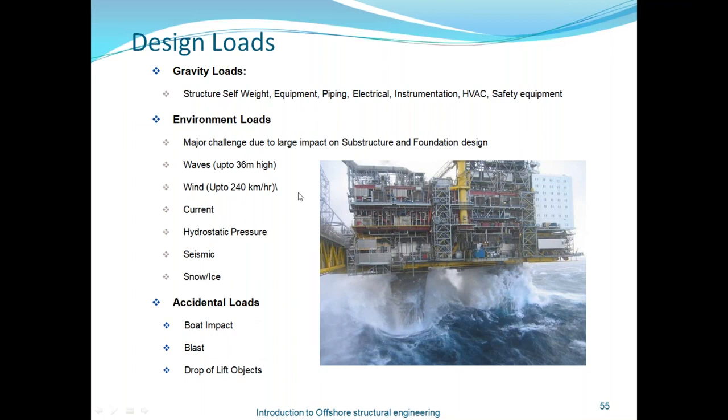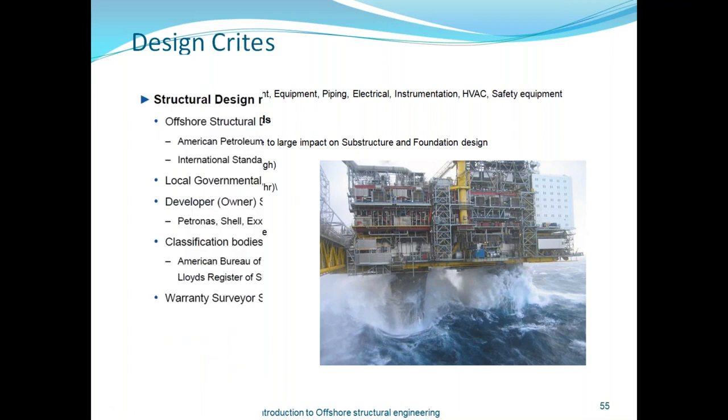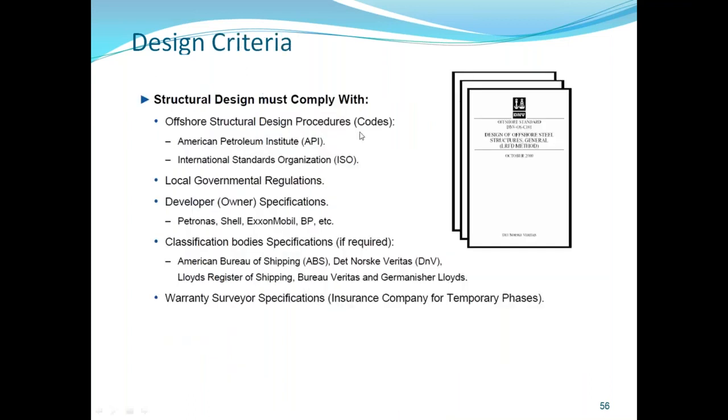Waves 36 meters high will be there sometimes, and wind of 240 kilometers per hour, and you have current speeds, hydrostatic pressure, seismic, snow and ice, especially in UK regions. Other than that, you have accidental loads. You have boat impacts. A ship will come and suddenly hit, the structure will vibrate and the boat landing will collapse. The jacket will collapse. So many accidents can happen, because blast is a usual thing. It's a common thing because we are dealing with crude oil. It's highly inflammable.